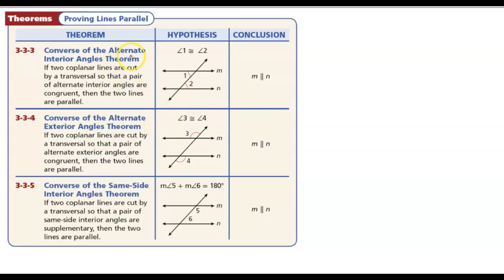The converse basically is the converse. It says if the angles are congruent, then the lines would be parallel. If the angles are congruent, lines would be parallel. And the last one, if they are supplementary, then the lines are parallel. It's just the opposite or the flip of the previous statements.